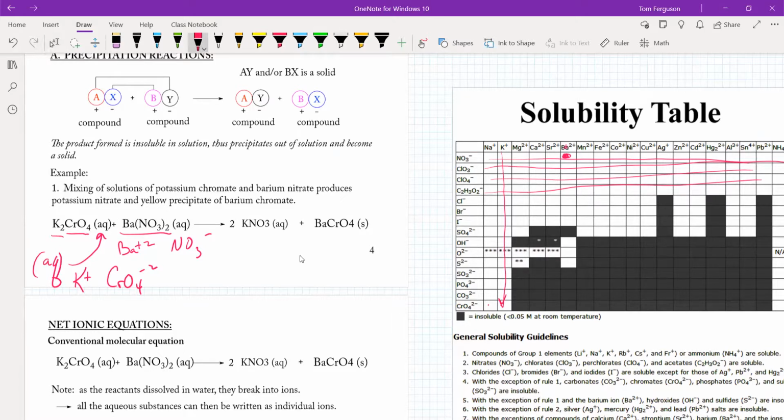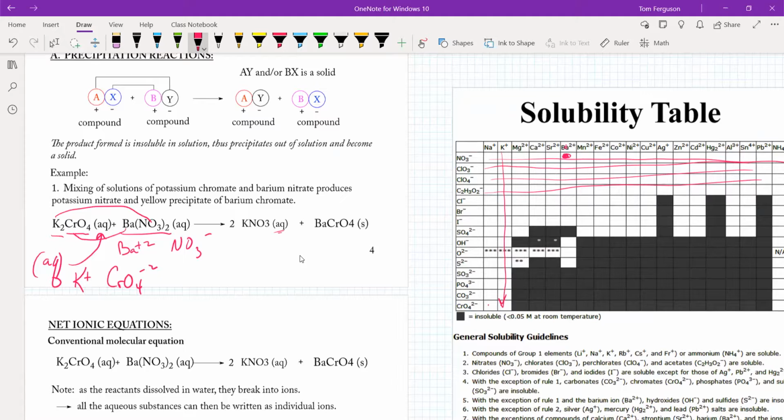The potassium and the nitrate can form now, and the barium and the chromate can hook up. So now we have to look at, again, the chart to see if anything's going to happen there. Well, we already mentioned that potassium is not soluble in anything, and nitrate's not. So that's going to stay aq.